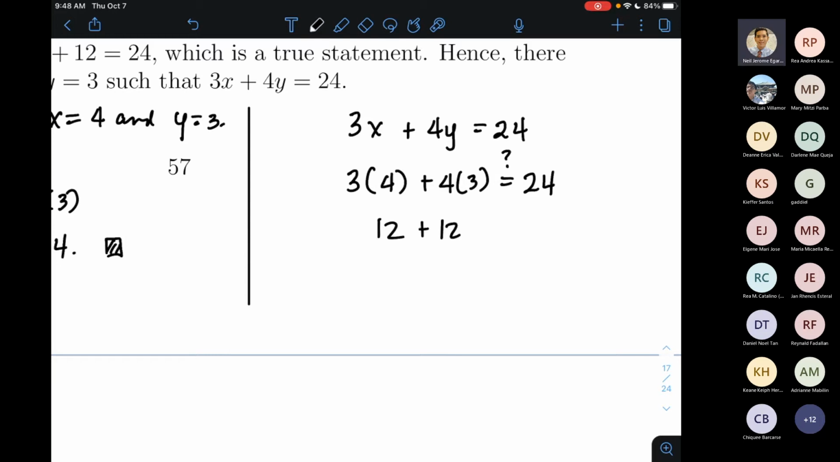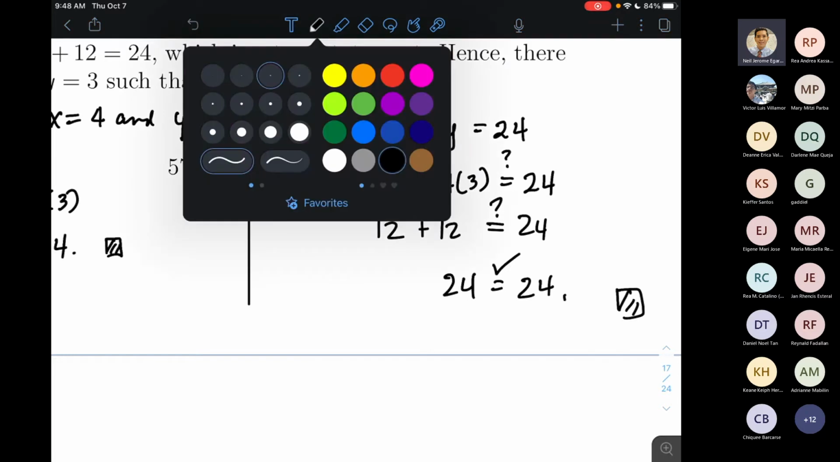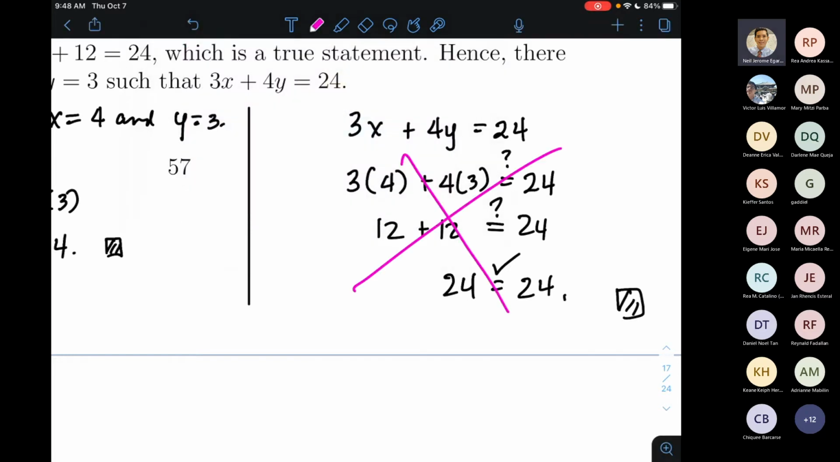Tapos susunod, 12 plus 12 equals 24. Tapos 24 equals 24. Lalagyan ng check. Right? So tapos ito daw yung proof. Now, formally, in formal math, we don't accept such a proof. Kasi remember, sinusulat mo lang sa proof kapag ka-sure ka na totoo.